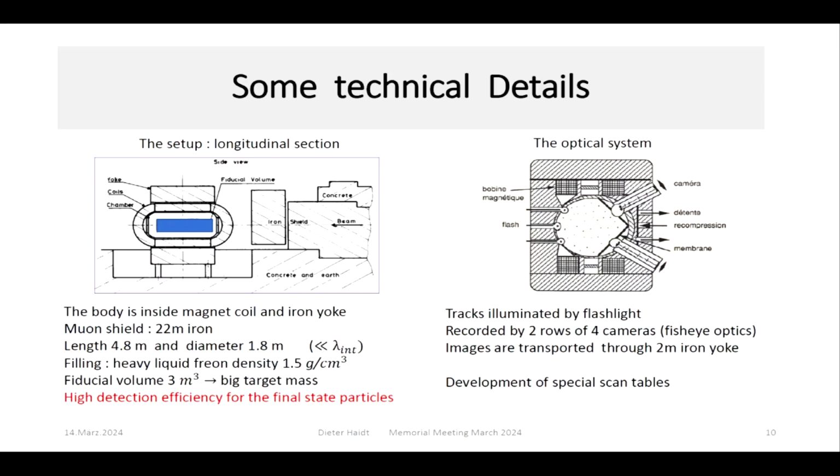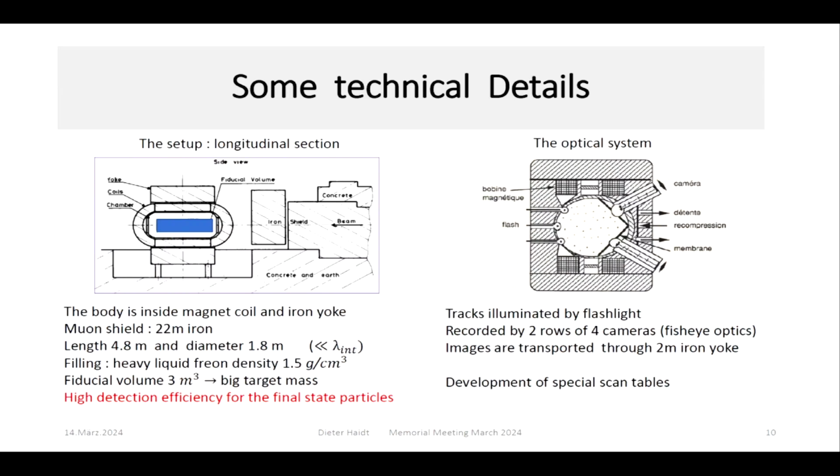The beam comes from the right, penetrates the ion shielding, and then enters into the fiducial volume, which is marked in blue. You can see that the chamber is within very heavy material, which will later be of great importance. The chamber was almost 5 meters long and had a diameter of 1.8, and so the fiducial volume was 3 cubic meters, and therefore a big target mass. This ensured a high detection efficiency of the final state particles.